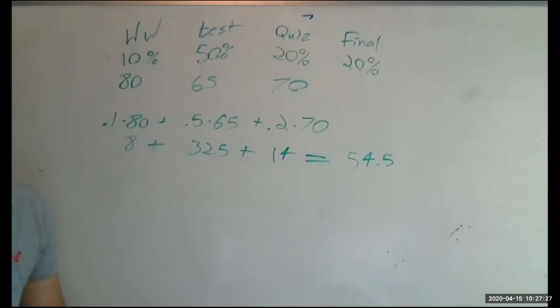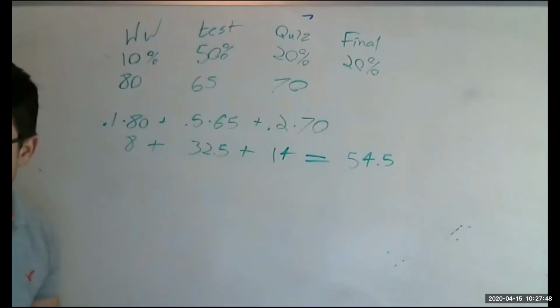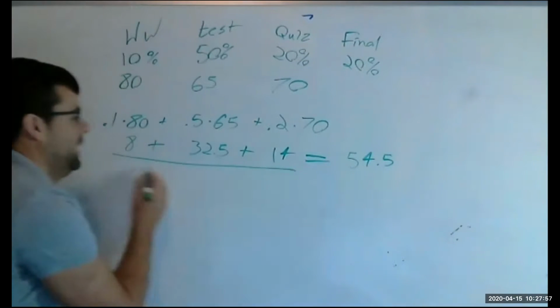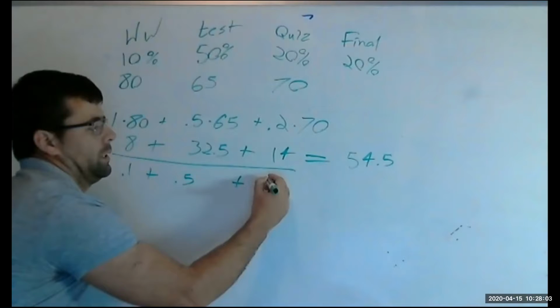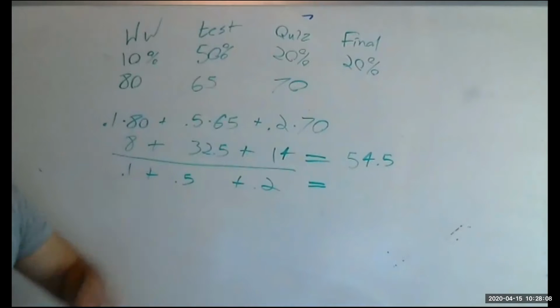So remember, the other step is we have to divide by the sum of the weights. Well, what are the weights that were used in calculating that 54.5? 50, 20, and 10, right? So we're dividing by 0.1 plus 0.5 plus 0.2. What is 0.5 plus 0.1 plus 0.2?